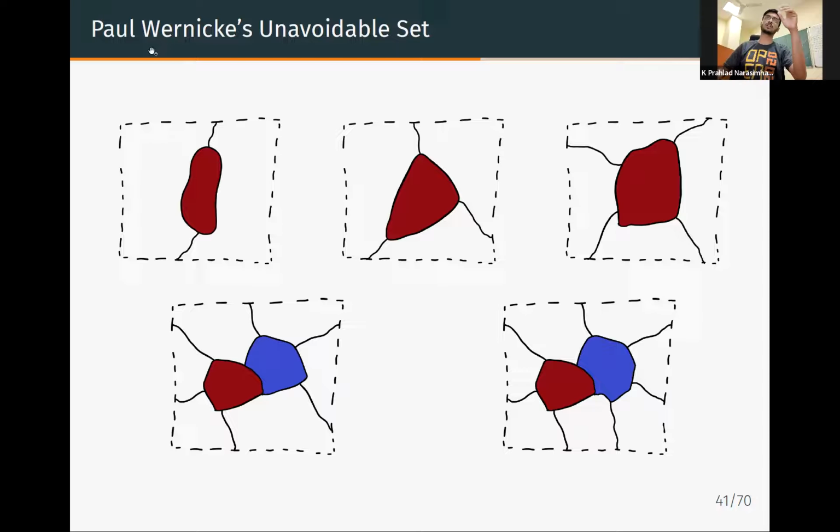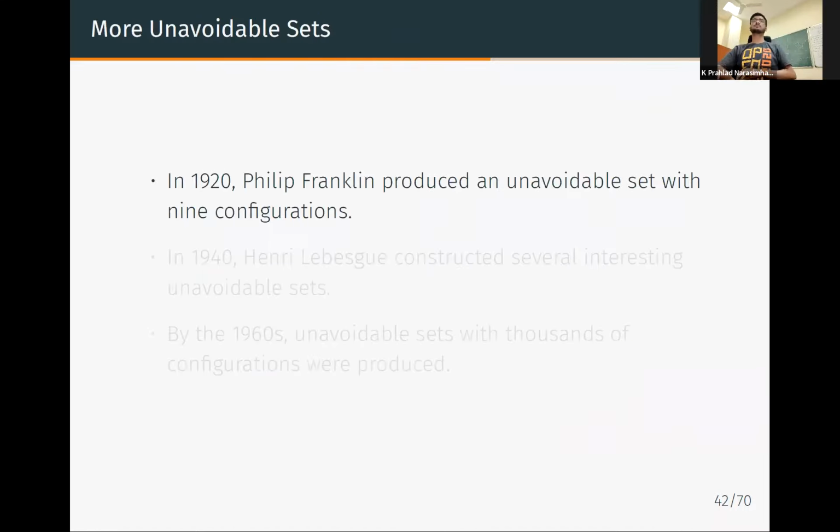Another important unavoidable set was by Paul Wernicke, who said that in addition to a digon, triangle, and a square, he came up with this, right? Not a pentagon, but a pentagon plus a pentagon, and a pentagon plus a hexagon. So he calls each of these things configurations, because it's not just a state now. It can also be a bunch of states together. So he proved that this is also unavoidable. The proof of this is actually not very hard, but I'm not going into it. It's not really important for the purpose of this talk.